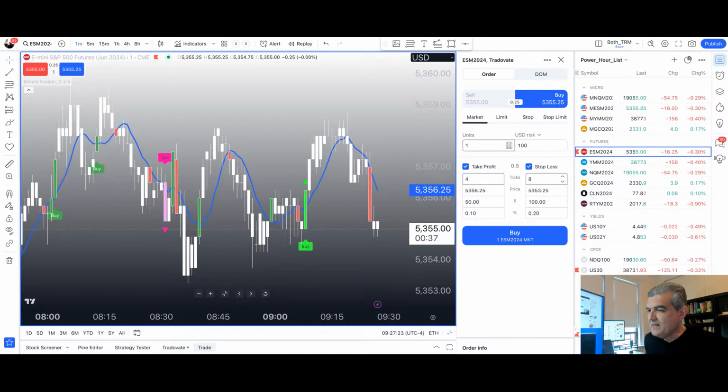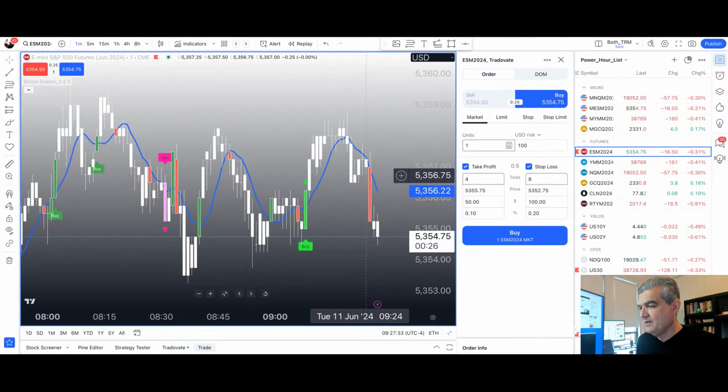Anyways, point being is we got nothing here. So you see how this potential setup just died on us, which is perfect. If the setup isn't there, the beauty of this thing is that we avoided an unnecessary stop out by not having to take this trade.